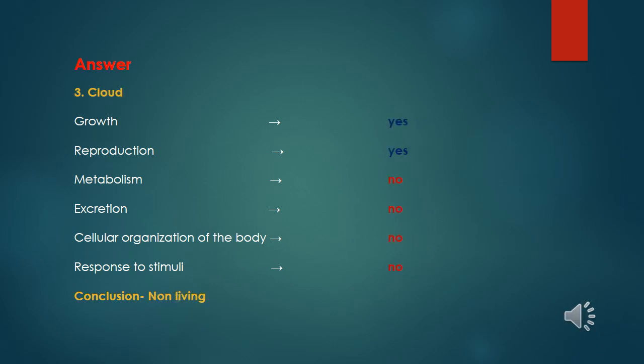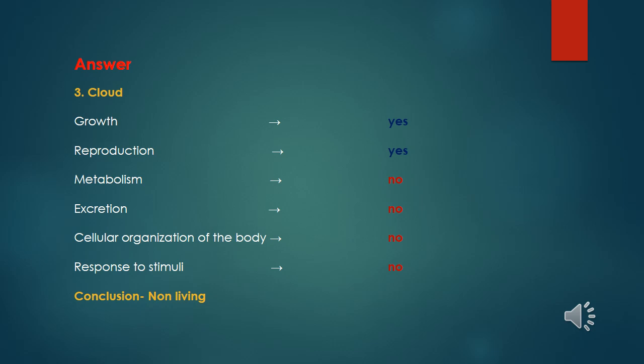Now, let's consider cloud. It is very interesting to note that clouds can show growth by increasing in size, but as I have already mentioned, it is not a final criteria for being living. It does not show other criteria like reproduction. A cloud cannot make exactly a replica on its own. It can divide into two parts, but the part that will be produced by the parent cloud will not be exactly similar to the parent itself, so we cannot call it reproduction.